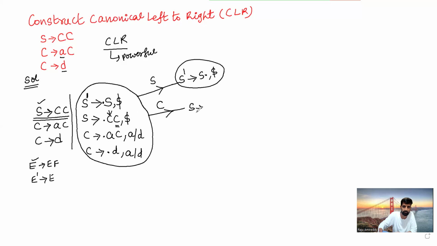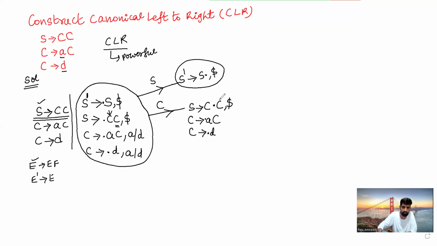S → .CC will become S → C.C, dollar, as it is. Then after the dot we have C here, so you write the C productions as they are in the grammar: C → AC as well as C → D, and we must add the dot before the small a and small d. Now this capital C we have written.